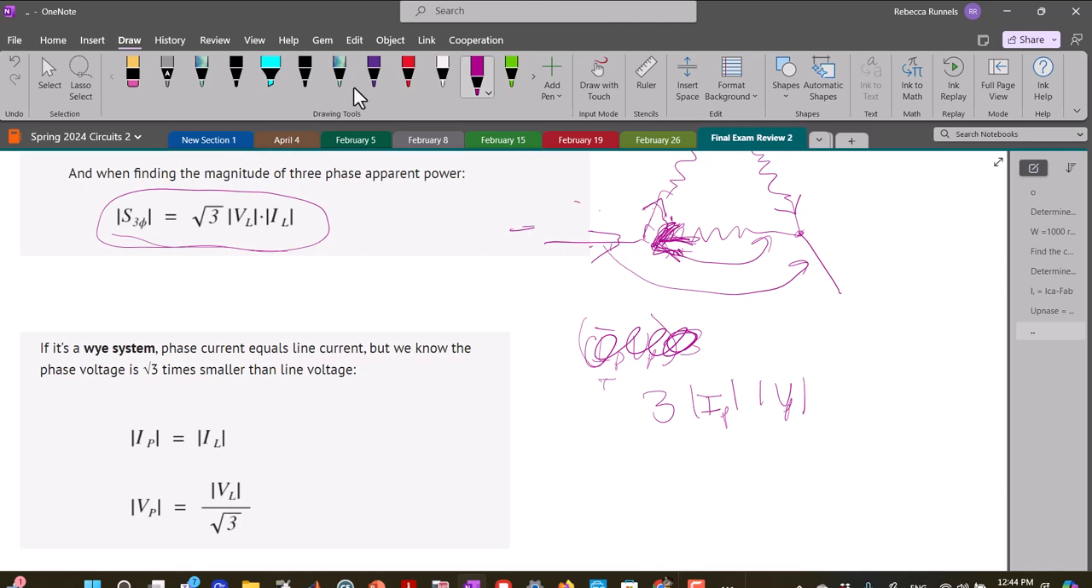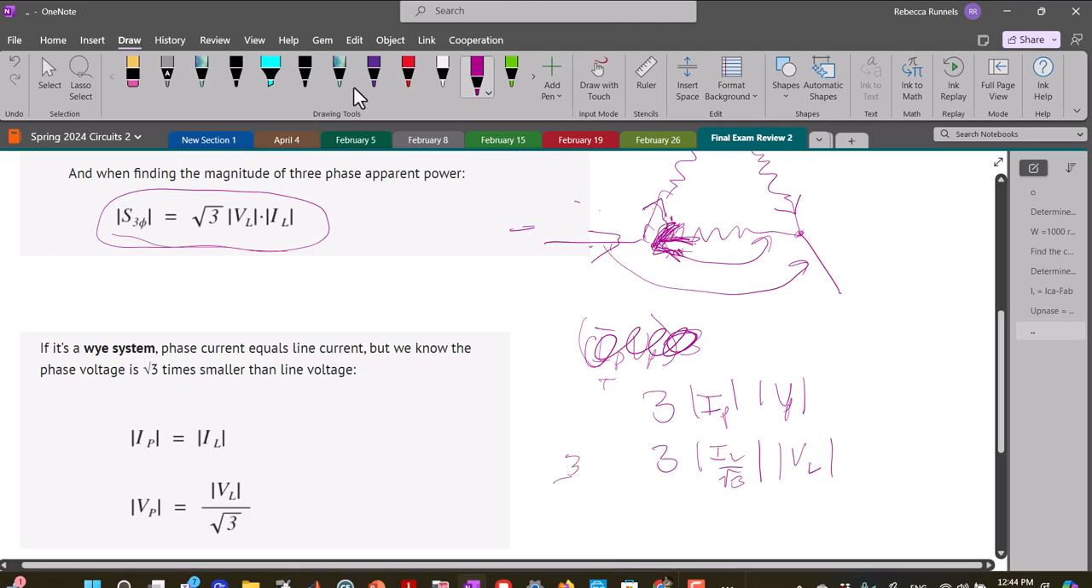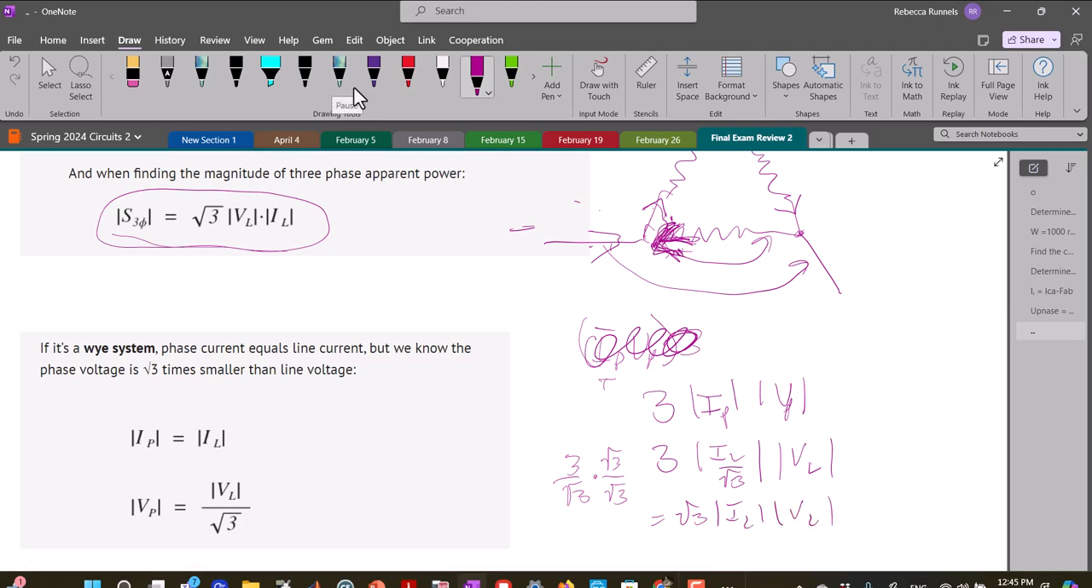So depending on which configuration I have, one of these things is the same as the line, but divided by the square root of 3. And so that just depends on which configuration I'm in. So if I had 3 over the square root of 3 times square root of 3 over square root of 3, I'm just rationalizing it, I can see that that equals the square root of 3 times I line V line. So that's where that comes from.